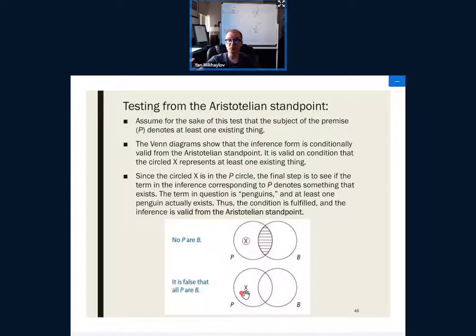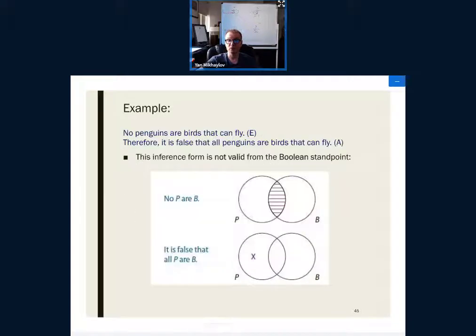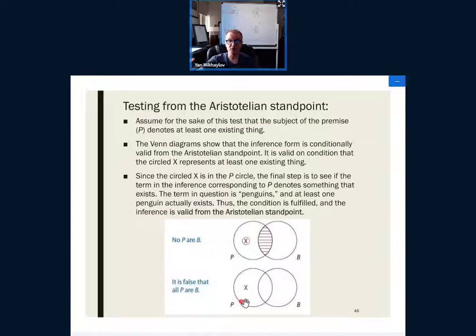The last step is to figure out whether our S class exists. And our S class in this case is what? Penguins. Remember, it is penguins. No penguins are birds. Do penguins exist? Yes. So we are done and we can say that it actually is valid from Aristotelian.